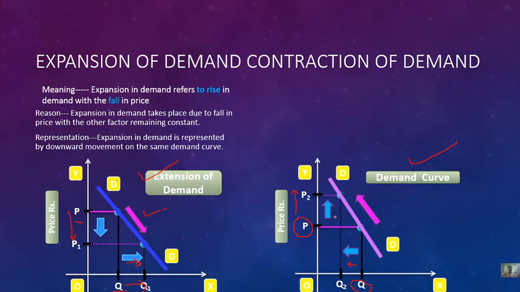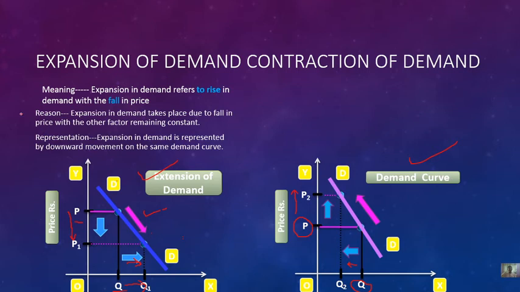So in words, the meaning of expansion of demand: expansion in demand refers to a rise in demand with a fall in price. In this graph, price has fallen from P2 to P1, and demand has risen from Q2 to Q1. Expansion in demand refers to a rise in demand with the fall in price.